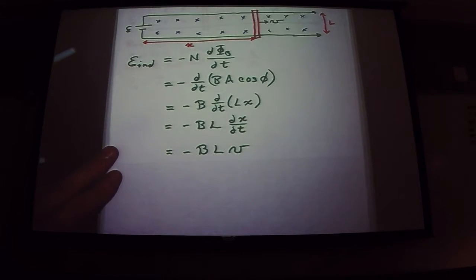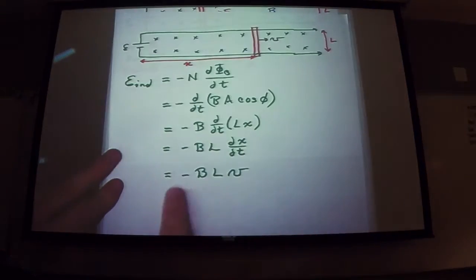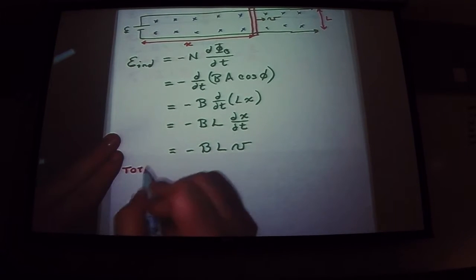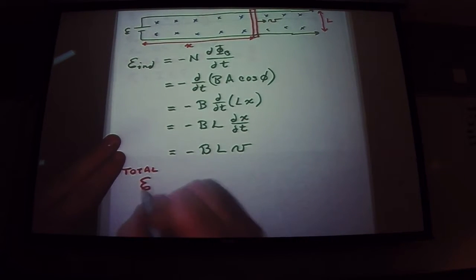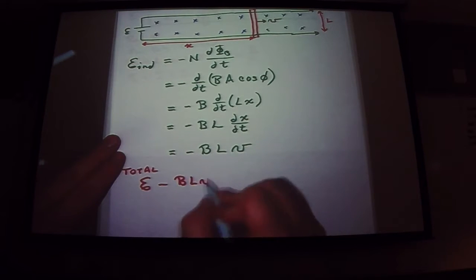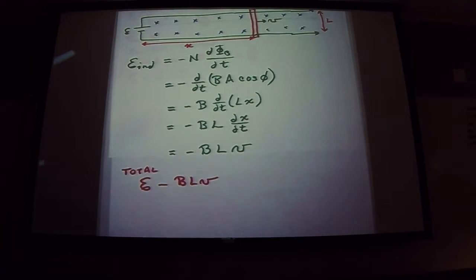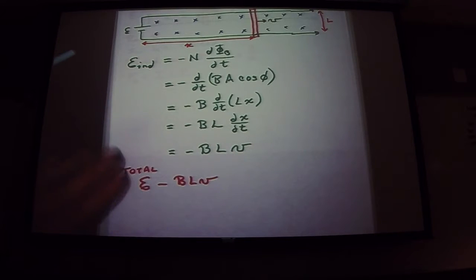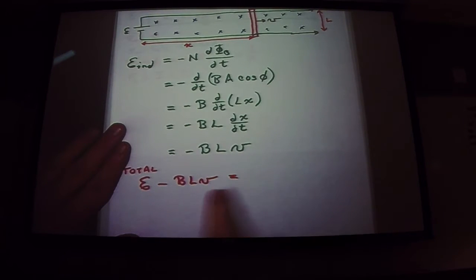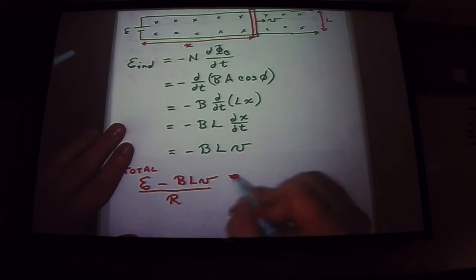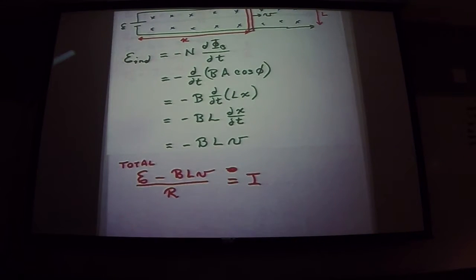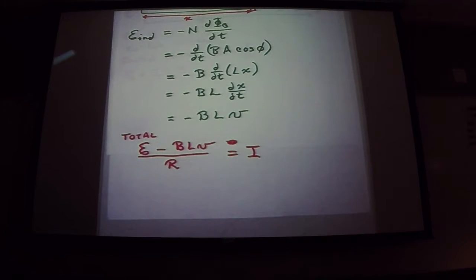Okay, so it continues until the total EMF is 0, because the total EMF around the loop is this minus my BLV, my induced EMF, because they're working in opposite directions. And so as the speed increases, your current is going to decrease. So let me go ahead and solve the current here. So the force becomes less and less. The force on this thing is going to become less and less until what happens?